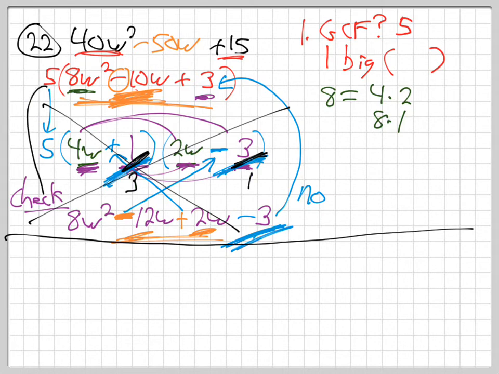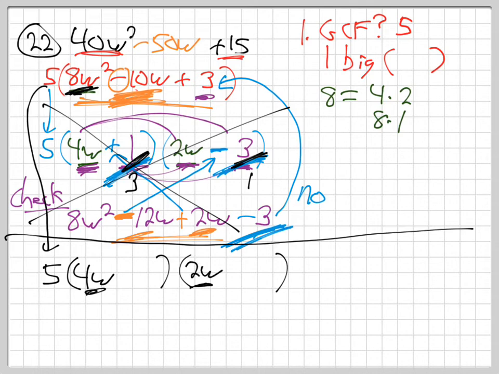Let's redo it down here. So bring it all the way down here. Keep that 5 in the front. The 2 parentheses. Again, front times front to make 8, so that's 4W and 2W. That part was all good. And now last times last to make 3. But this time let's put the 3 first and then the 1. Other order, and it'll work.